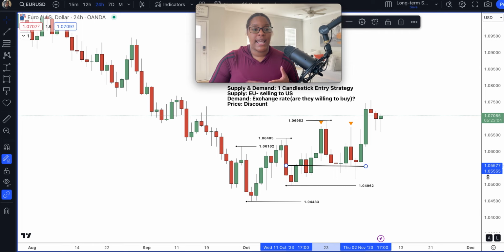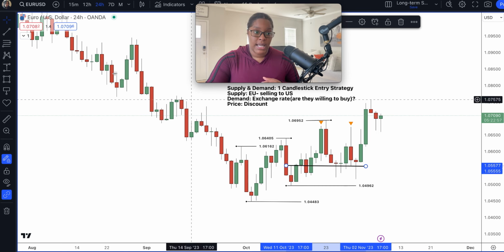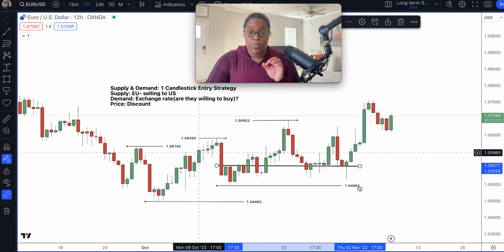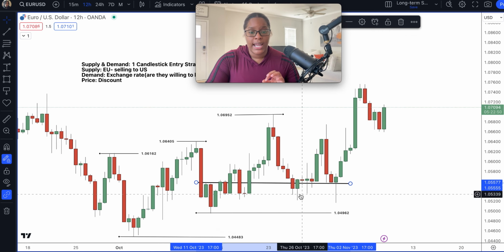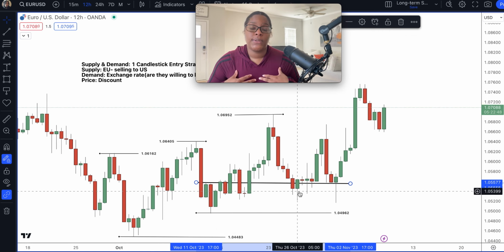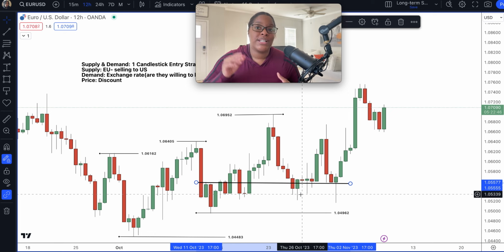Now, this is a daily time frame, but let's just say I decided to drop down and enter on a 12-hour time frame. I'm still looking for one candlestick to tell me, hey, I'm ready to get into the trade. And look what happens. When I drop down to enter the trade, you know what candlestick gives it away? This bullish hammer. Once again, one candlestick is all you're looking for.